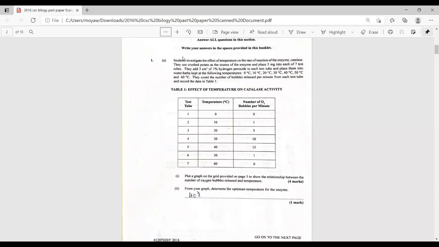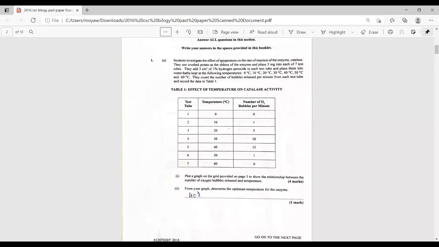To be more specific, to investigate the effect of temperature on the rate of reaction of the enzyme catalase. So remember, normally whenever we're given an aim, it is to investigate, to determine, to analyze, all of that. So if you see here, you would have realized that this is your aim, and hence you must conclude based on this aim that is there.